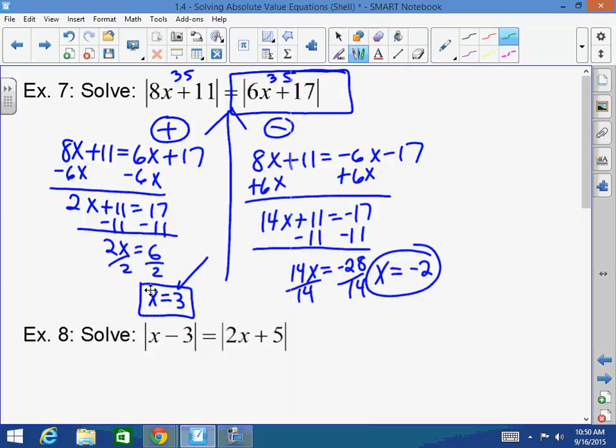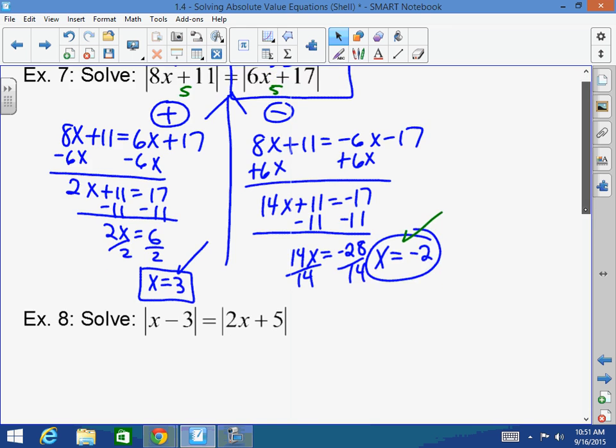See if negative 2 works. 8 times negative 2 is negative 16. Negative 16 plus 11 is negative 5. The absolute value of negative 5 is 5. So let's try the other side. 6 times negative 2 is negative 12. Negative 12 plus 17 is 5. The absolute value of 5 is 5. It works. They're going to work most of the time. But you know that on the test I'm going to throw one that has an extraneous, right? You know that. Okay? So, last but not least, I believe.